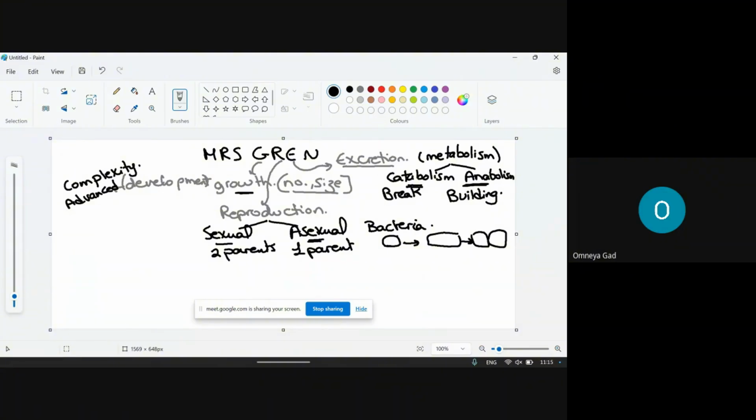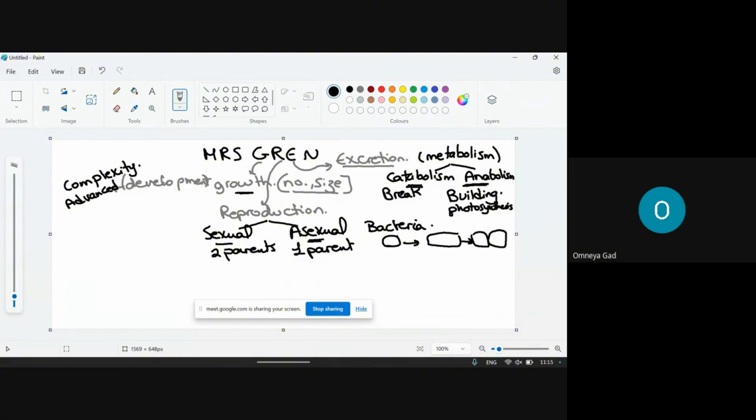Another example for it, respiration, because I'm going to break down the food, I'm going to break down glucose to release energy out of it. But what about anabolism? Anabolism is, for example, photosynthesis. In photosynthesis, the plant cells are going to build up food inside the plant. So this is building up.